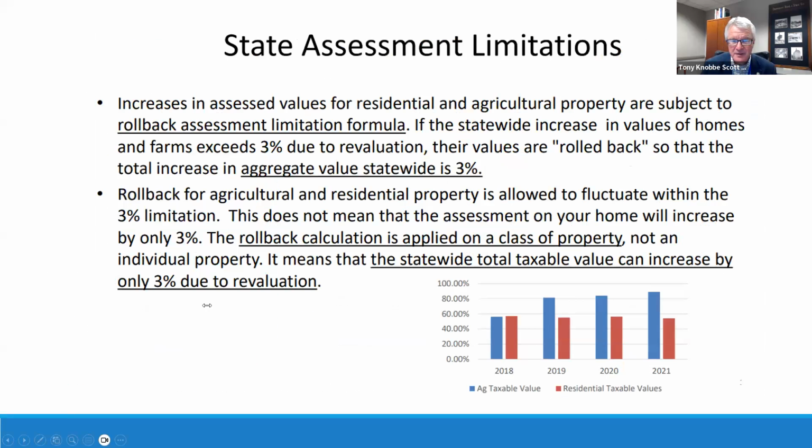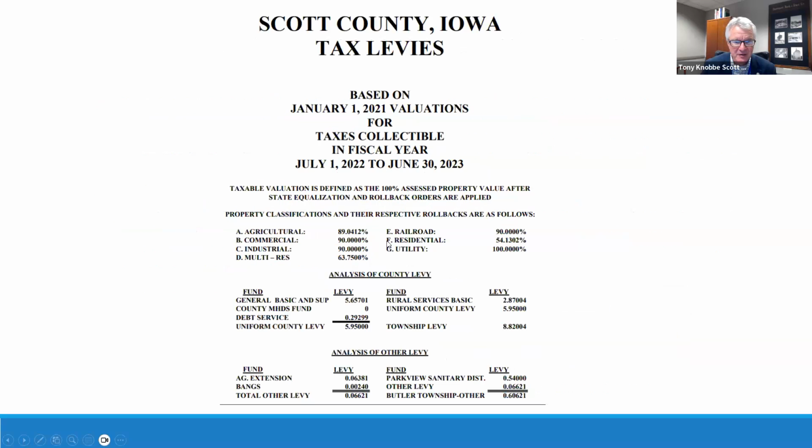All right, so this is simply some additional language that goes into what I've already explained about that aggregate value increase. The limit is 3% growth, and that's for ag and residential. I just want to drive that home, not the 20% you're seeing on your assessed value increase. So then the auditor's office calculates all these levies or receives all these levies and calculates on their second page.